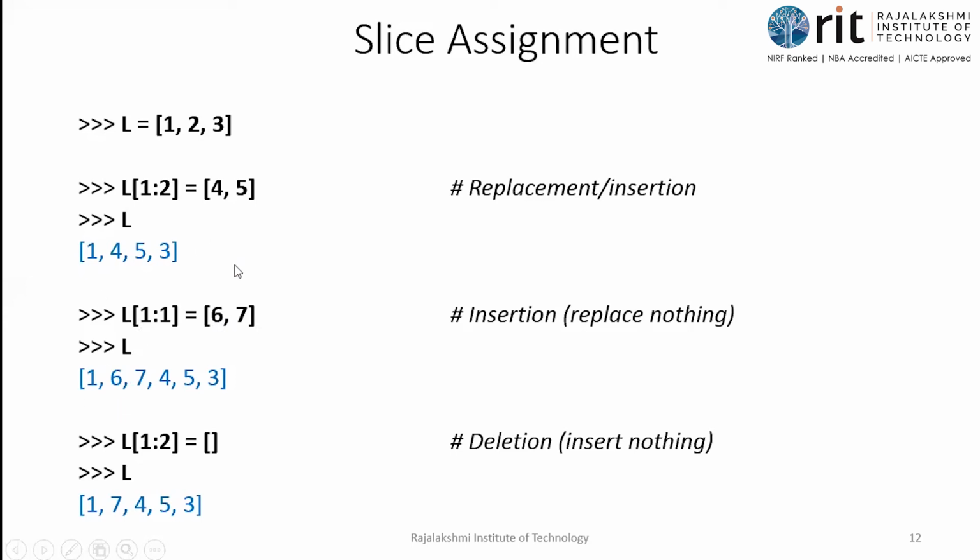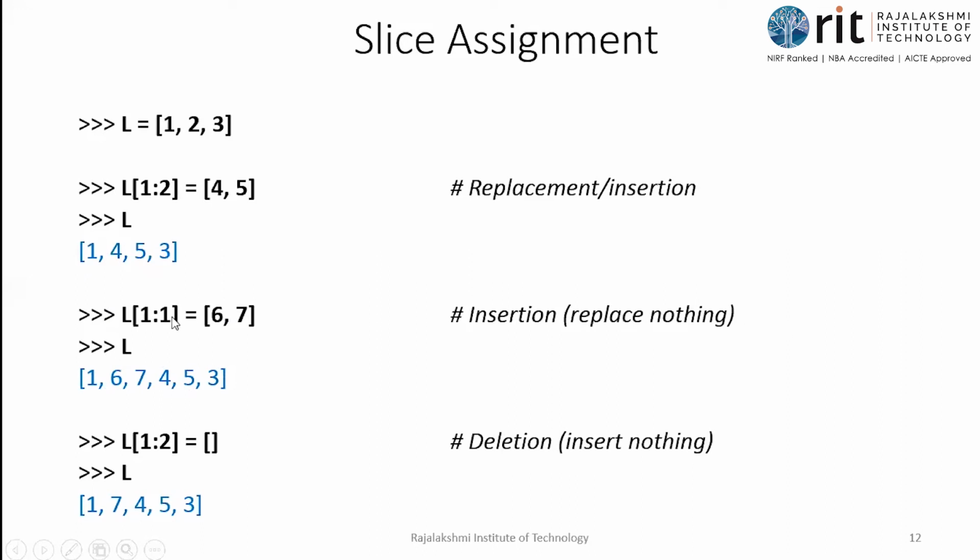The recent value of L is 1, 4, 5, 3. That is the value as of now. So at index location 1, after 1, place 6, 7. So the answer will be 1, 6, 7, 4, 5, 3. See, this is important. This is allowed. If you want, you can check this in the shell mode. L of 1 colon 1. Okay. This is allowed. This is called replace nothing.